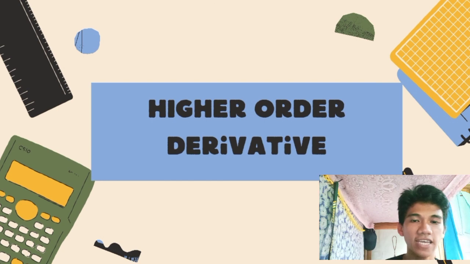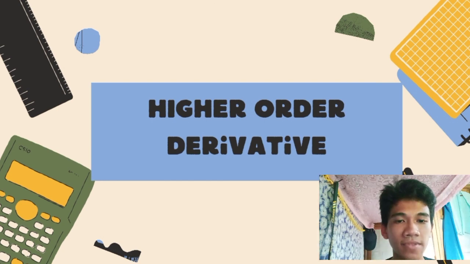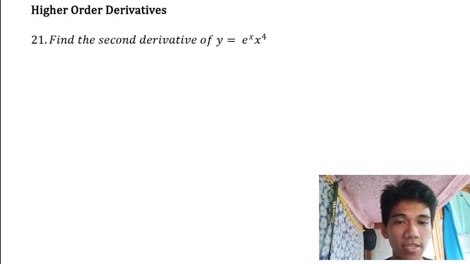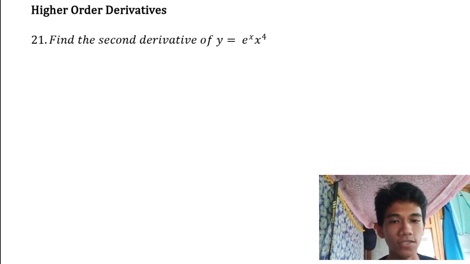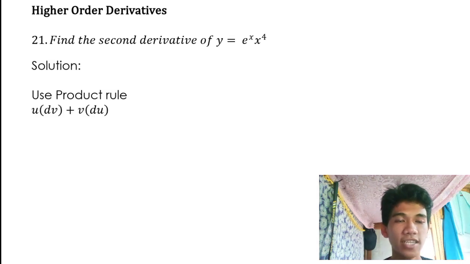So let's proceed to the higher order derivatives. We have this problem, which is find the second derivative of y equals e raised to x times x raised to 4. In finding the second derivative, first we're gonna find its first derivative. So in finding the first derivative, we're gonna use the product rule, which is u times the derivative of v plus v times the derivative of u.